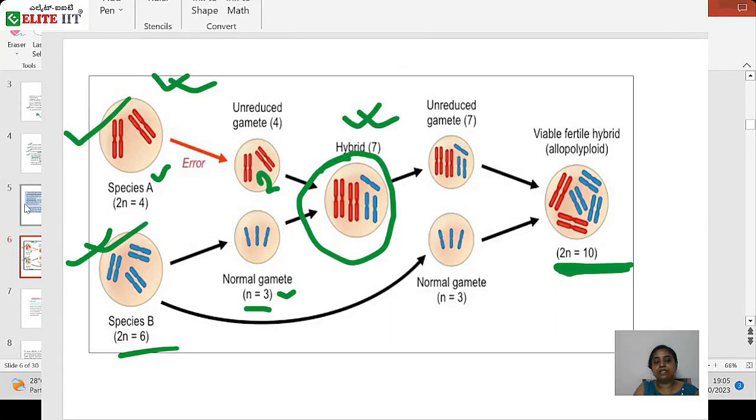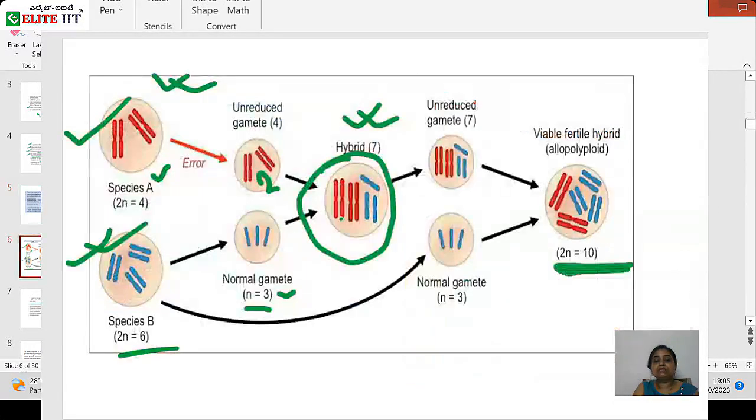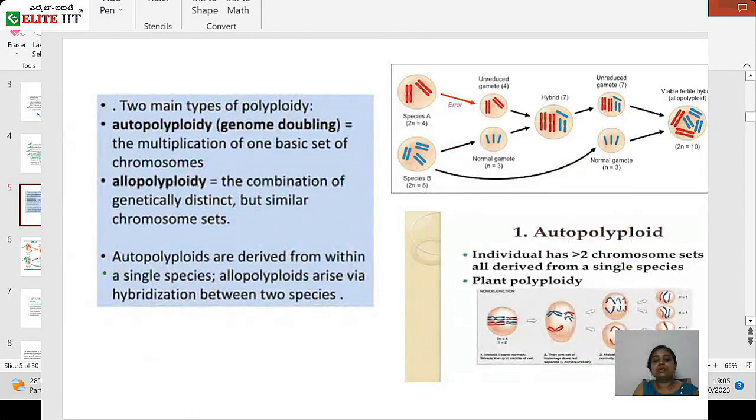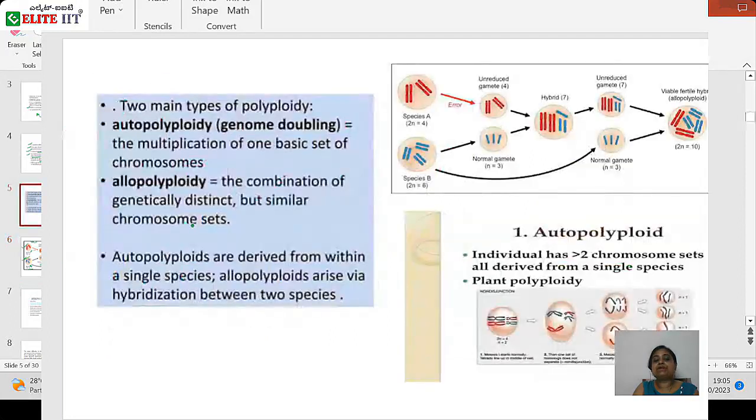Here you see the combination of genetically distinct but similar chromosome sets. So we are combining two genetically distinct but similar types of chromosomes. Hybridization is done. Now autoploidy. Autoploids are derived from within a single species. So in this case, there will be species A with species A, not species A and B. Separate species will not be involved in autoploidy.